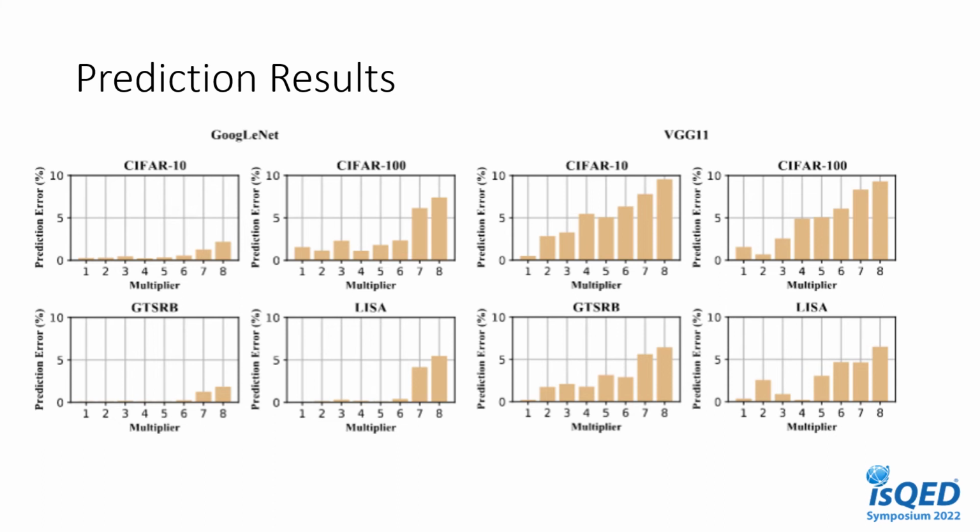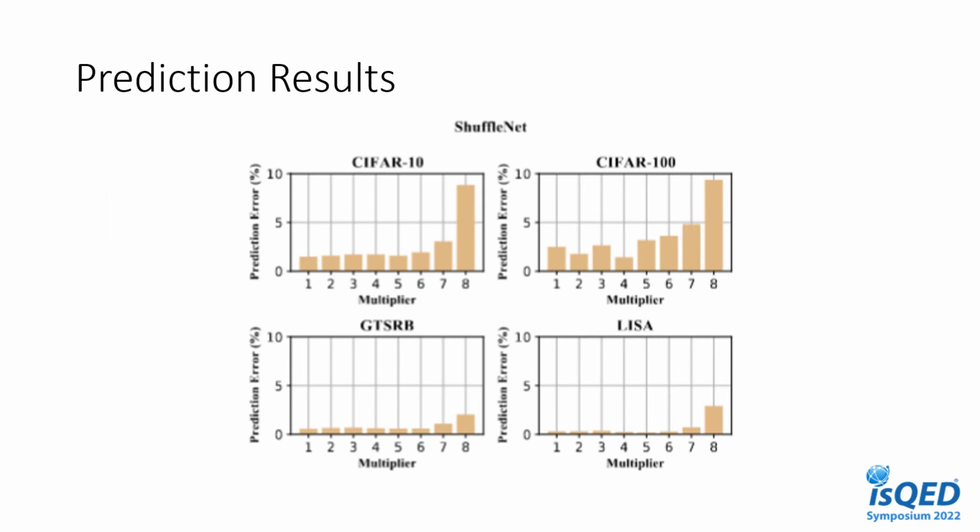On the contrary, the VGG11 network was proven to be the most unpredictable among the considered DNNs, as shown in this figure, showing high prediction error specifically for the CIFAR10 and CIFAR100 datasets. Finally, this figure shows the results for the ShuffleNet network. This network displayed low prediction error for the GTSRB and LISA datasets. However, the multiplier with the highest MRE resulted in up to 9% prediction error for the CIFAR10 and CIFAR100 datasets.